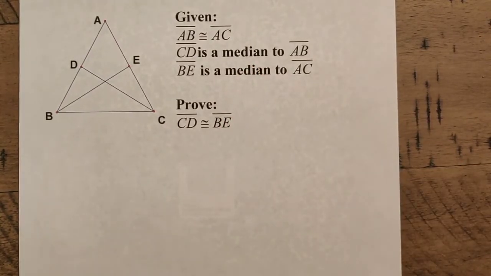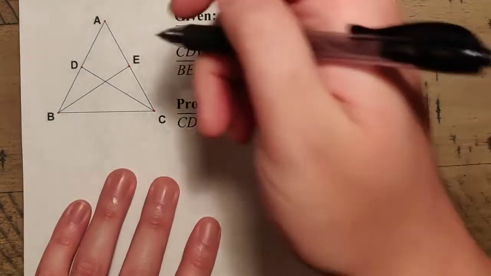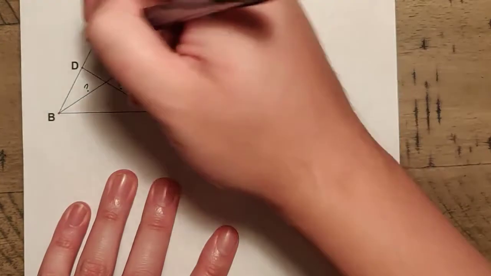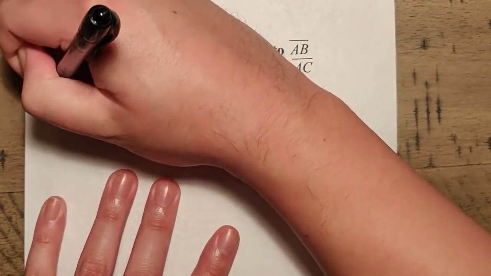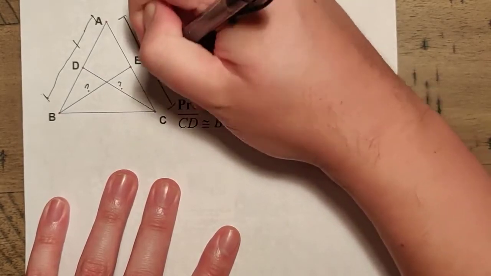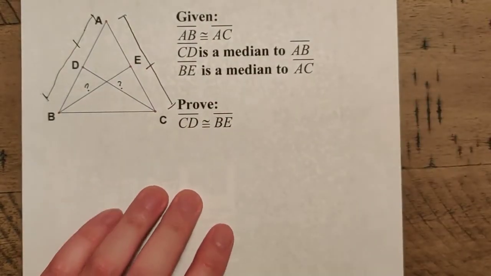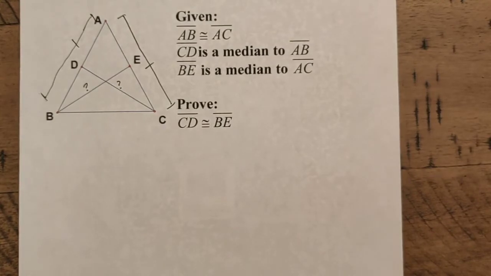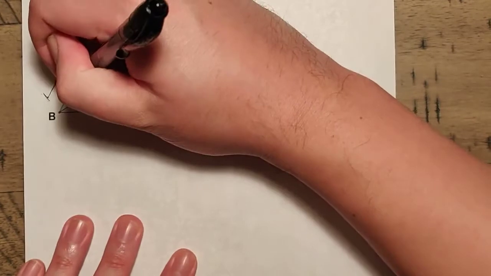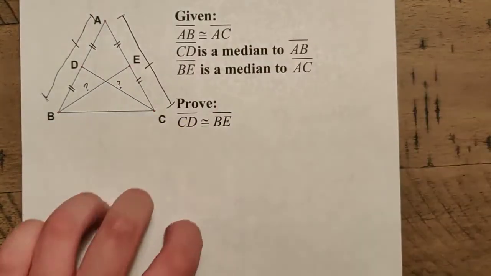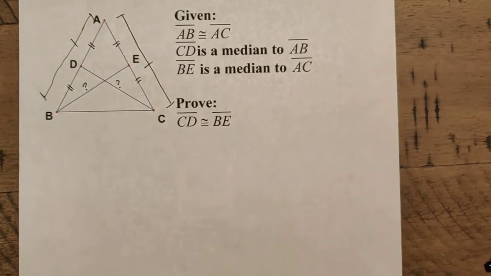I'm going to go ahead and mark the pieces that we know. I want to show CD and BE are congruent. We're told that AB is congruent to AC, and we have CD and BE being medians. If you remember, ladies and gentlemen, medians hit midpoints, so D and E are going to be midpoints, and therefore these are congruent. So it's pretty clear that we're going to be dealing with congruent triangles.